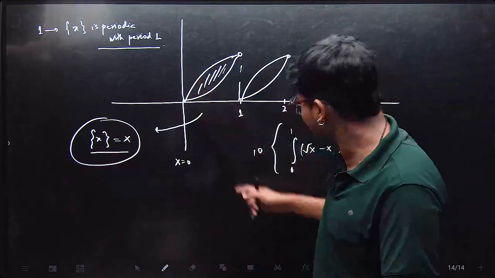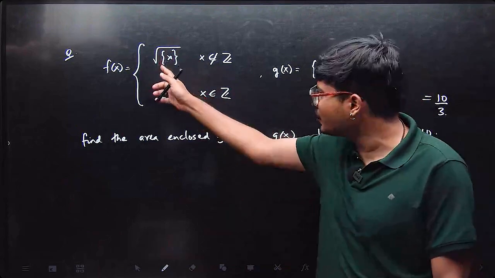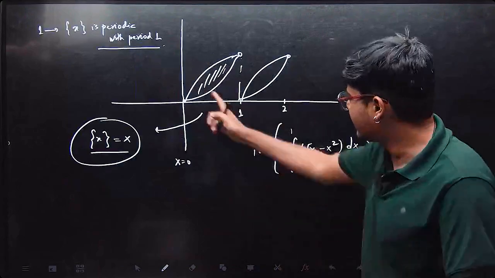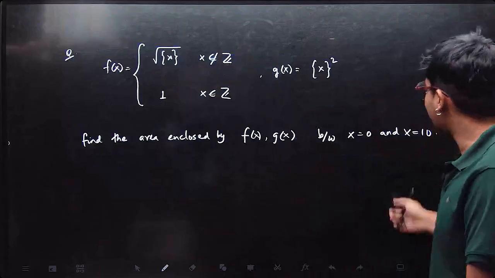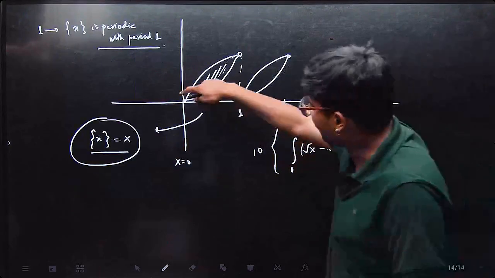So what is f going to look like? F is square root of fractional part of x. So it will just become root of x. This is the graph of root x. Similarly, g is fractional part squared, right? That's just going to become x squared, right? So the second graph just becomes x squared.